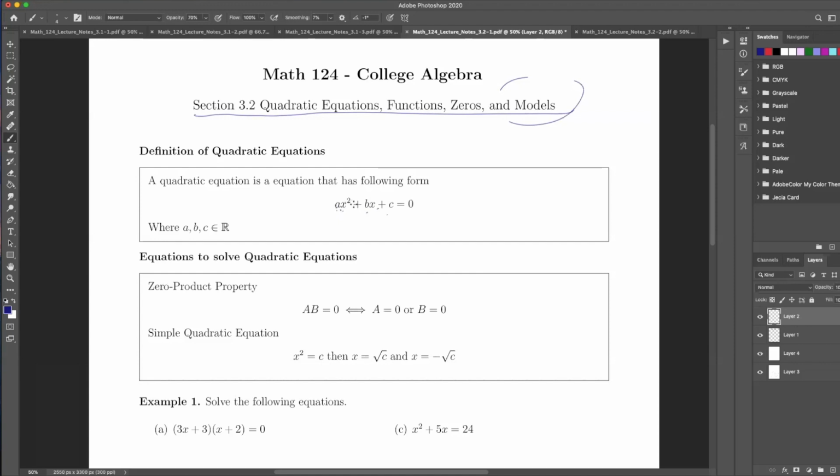You have ax squared plus bx plus c equals 0, where a, b, and c are all real numbers. What does that mean? That means it's like 5 or 24 or 1. Notice if there's nothing in front of it, it's a 1.